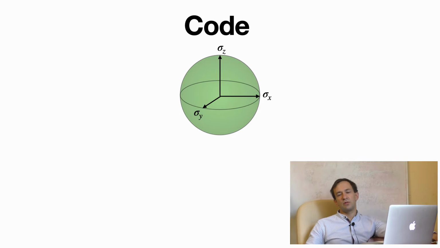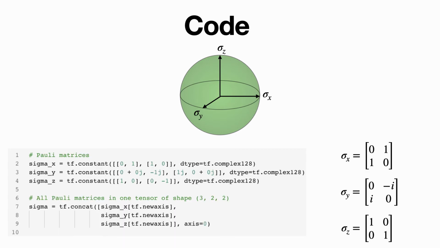Let's look at an example of a qubit. A qubit can be thought of as a quantum spin. In turn, a quantum spin can be described via three observables or three components, sigma x, sigma y, and sigma z, which can be represented by Hermitian matrices. These matrices are called Pauli matrices.